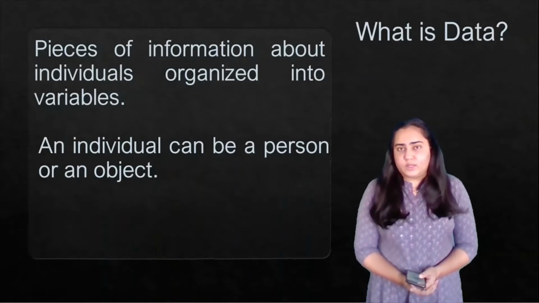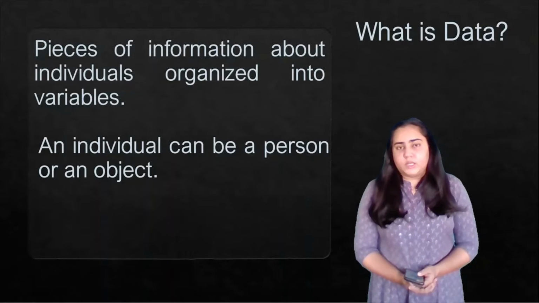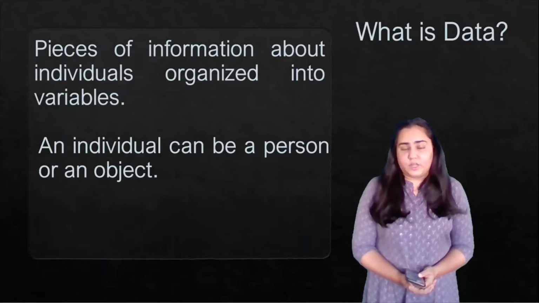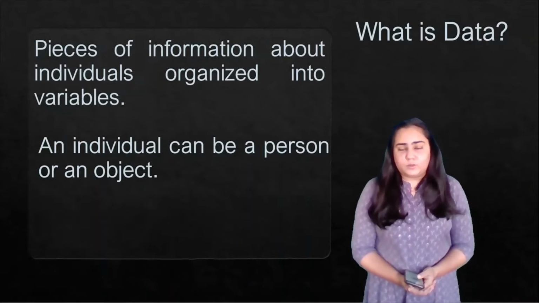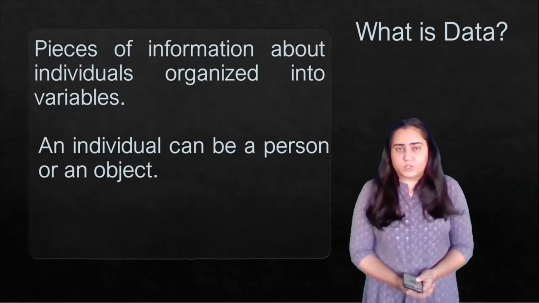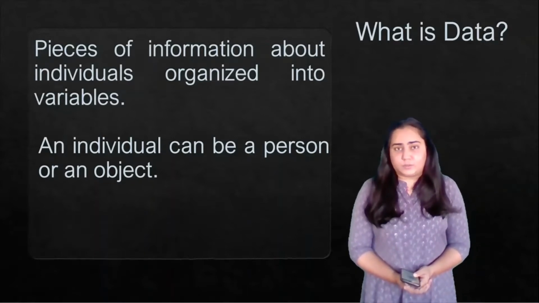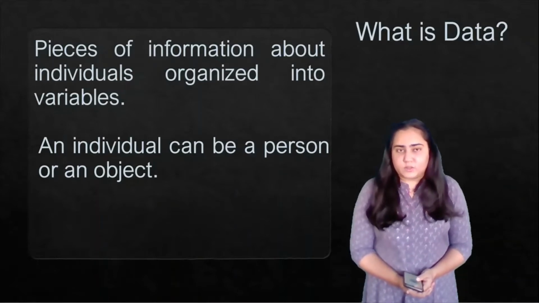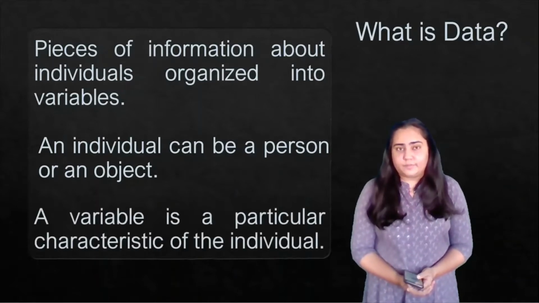Just like we saw earlier in the previous video, that population could be a population of human beings, it could be a population of mice, which are not human beings. It could be a population of houses, which are not even animate objects. So an individual here can be a person, or it can be an object.